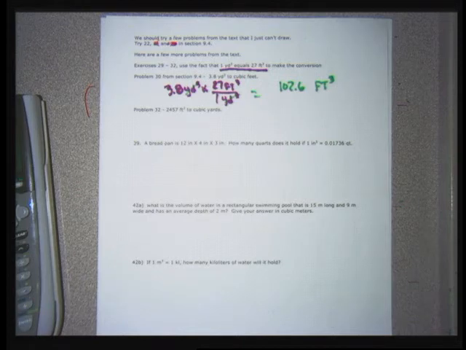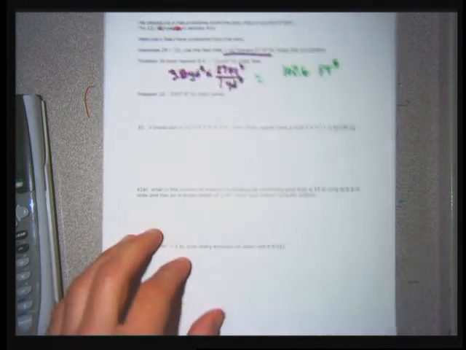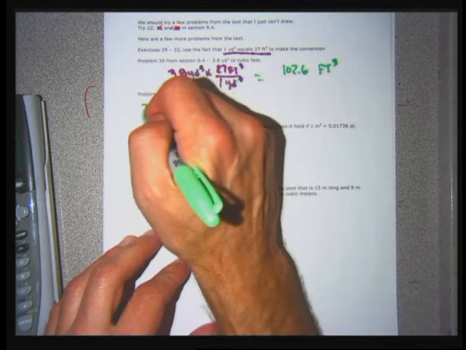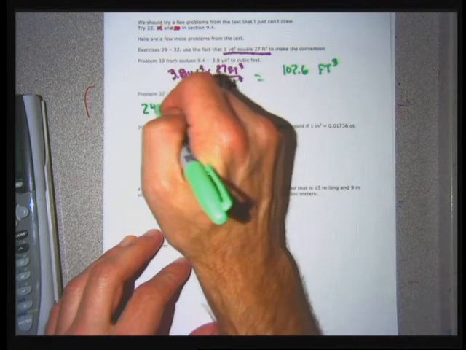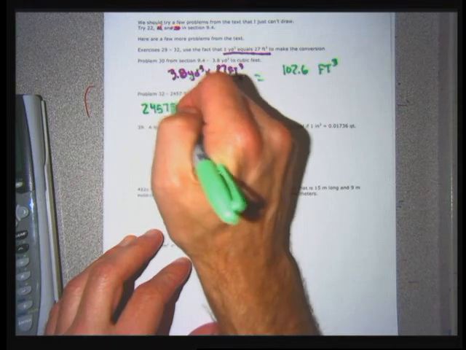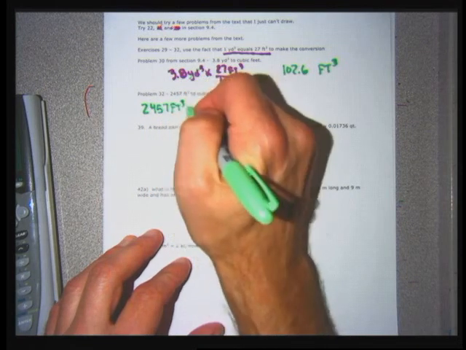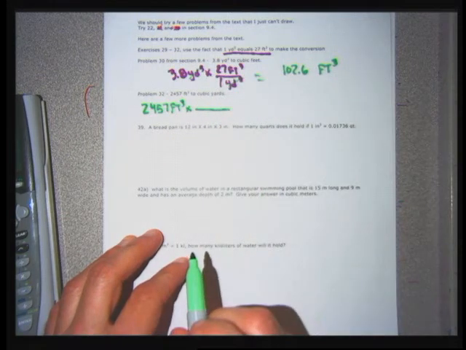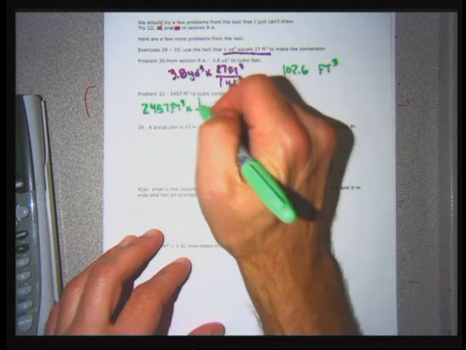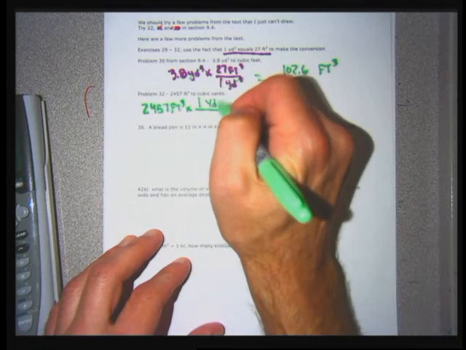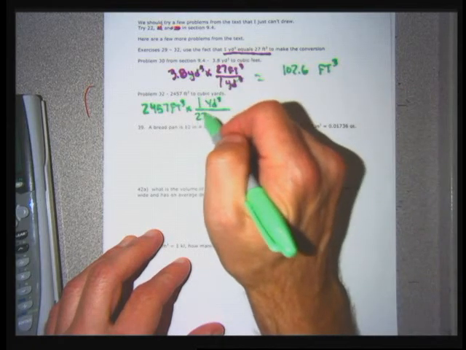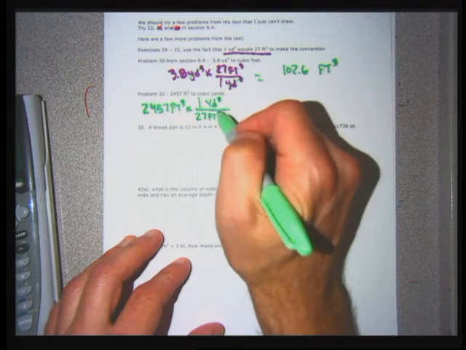Now I'll do 32, and 32 should be very similar to 31. So 32 wants me to take 2,457 cubic feet, so I'm going to write that down. I want to start with 2,457 cubic feet. I want to convert that to cubic yards. So in the denominator, I'm going to put what I want to get rid of. In the numerator, I'm going to put the unit of what I want. I want cubic yards, so I'm going to put that in the numerator. 1 cubic yard. In the denominator, I'm going to put what's equal to it, which is 27 cubic feet.